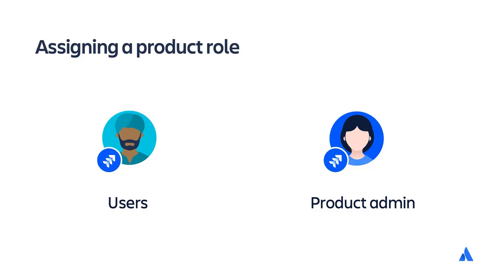The product admin role grants the user administrative access to the specified product. One option is to give a user the product admin role for a product, but not the user role. In this scenario, they would not use up a license seat.